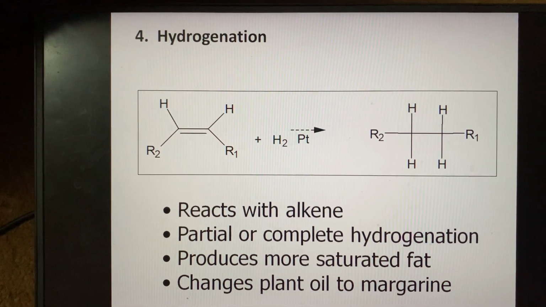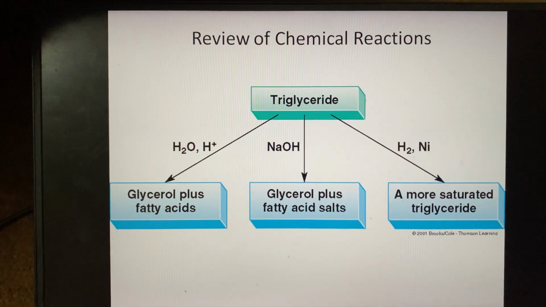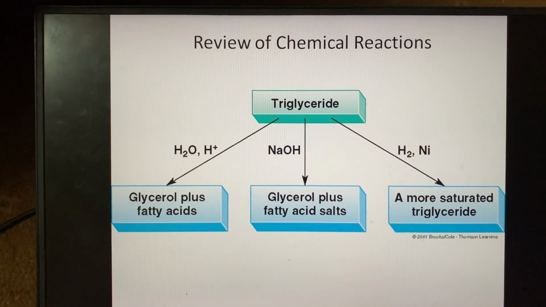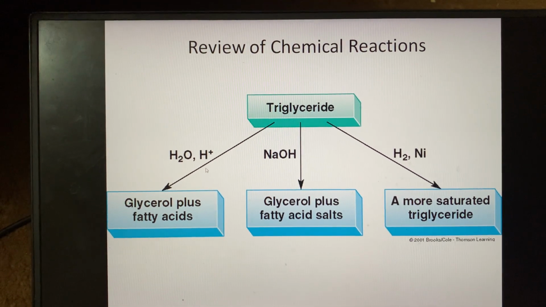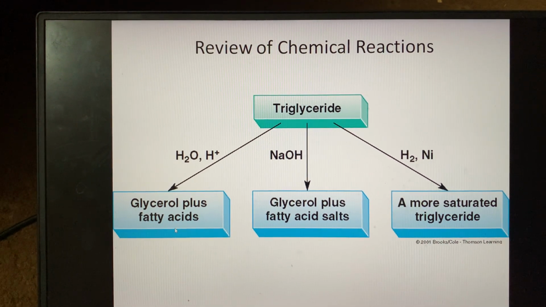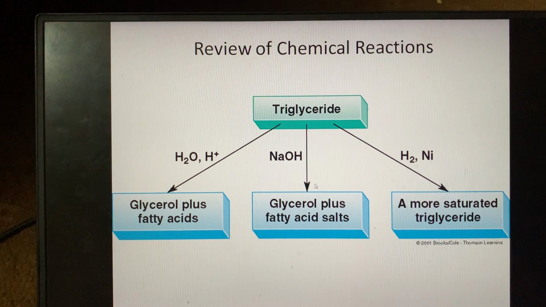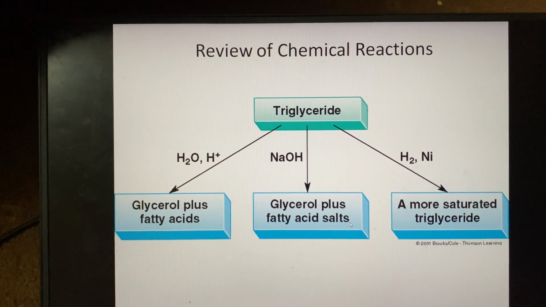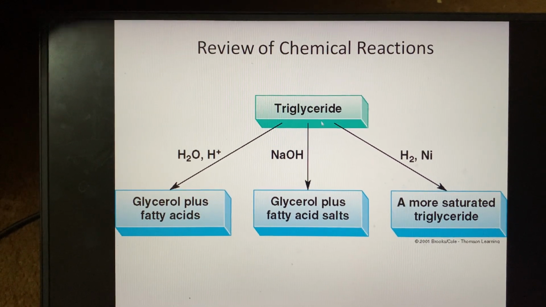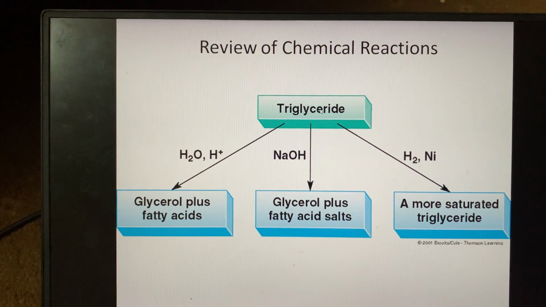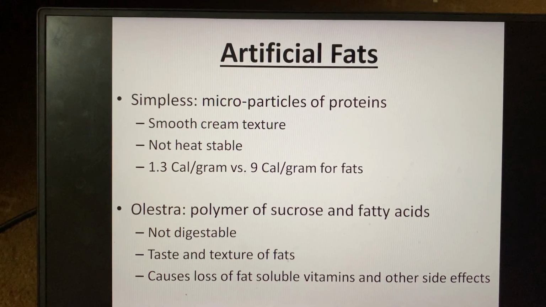For that reaction, hydrogen is added when platinum is used as a catalyst. Chemical reactions, this is the overview. When triglycerides are hydrolyzed, they produce glycerol and fatty acids, and this can be obtained vice versa. Similarly, when triglycerides are reacted with NaOH, glycerol is produced along with the fatty acid salt. More saturated triglyceride is produced from unsaturated triglyceride after reaction with hydrogen in the presence of nickel, platinum, or any catalyst.